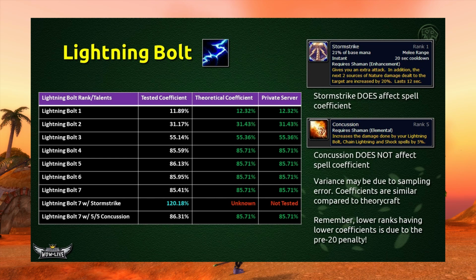Now, concussion, as with the shocks, does not affect the spell coefficient. However, Storm Strike definitely does. So this is a kind of weird result. As you know, Storm Strike will increase the damage dealt by your next 2 nature spells by 20%, but it seems to have a really big effect on the spell coefficient, increasing it to 120%.